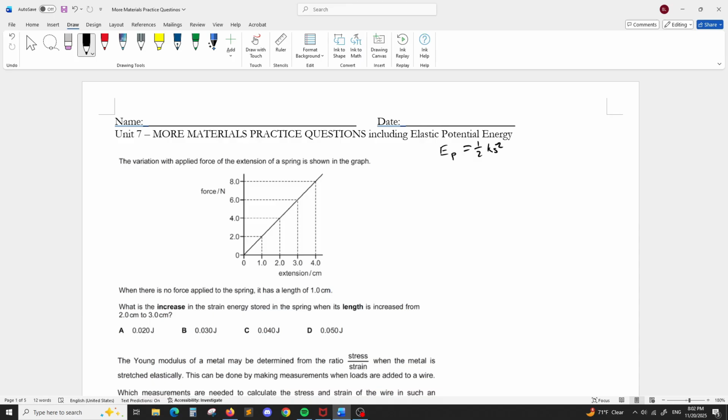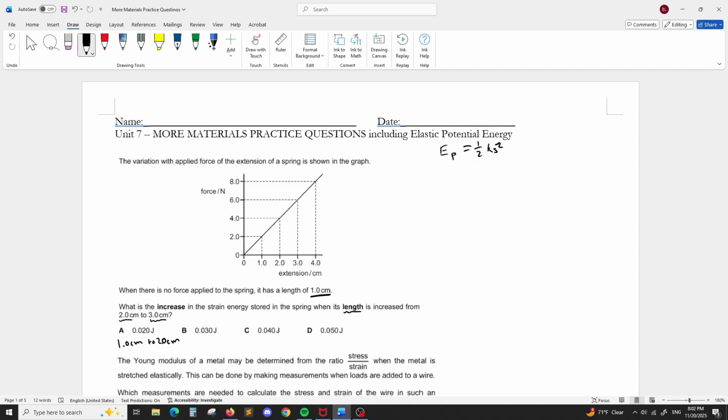So number one, the variation with applied force of the extension of the spring is shown in the graph. When there's no force applied to the spring, it has a length of 1.0 centimeters. What is the increase in the strain energy stored in the spring when its length is increased from 2 centimeters to 3 centimeters? So the length is increased from 2 to 3 centimeters. This means that the extension is 1.0 centimeters to 2 centimeters, because our original length is 1 centimeter, right?